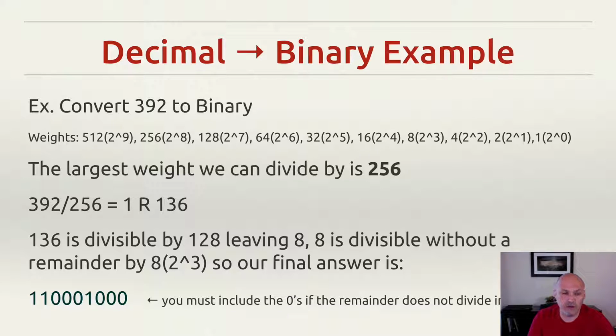Now the interesting part here is that 8 is not divisible into 64, 32, or 16. It isn't until we get to weight 8 that we can actually divide it. When we do, we don't have a remainder. Now our final output is going to look like this: 1, 1, 0, 0, 0, each one of those zeros representing weights that we were not able to divide our remainder into.